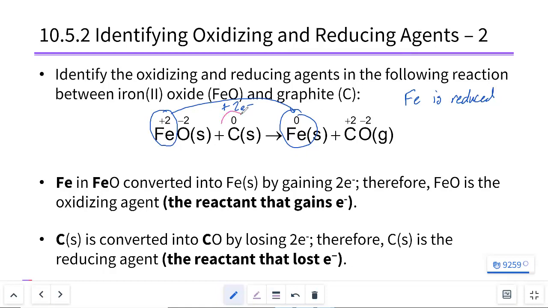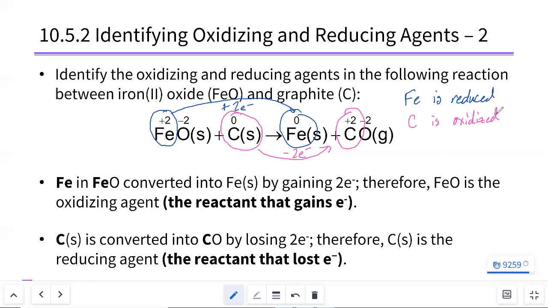Consequently, we could look at the carbon and see a similar kind of fate, only in reverse. It's gone from a 0 state to a positive 2 state. Along the way, it has lost 2 electrons. And so we would say, rightly so, that the carbon has been oxidized. So those are the processes of oxidation and reduction.